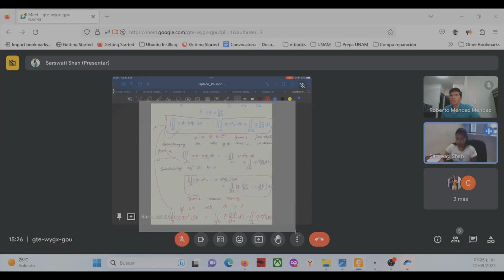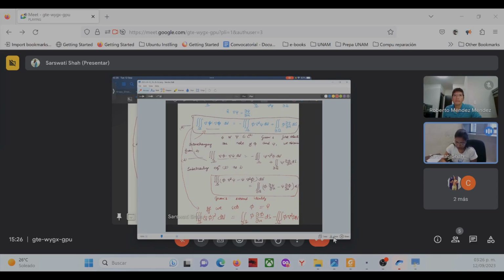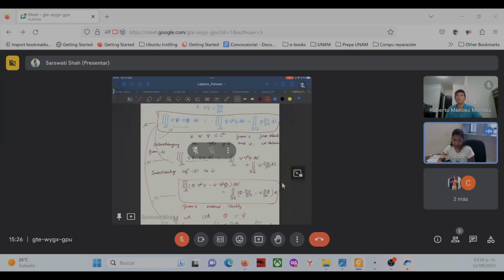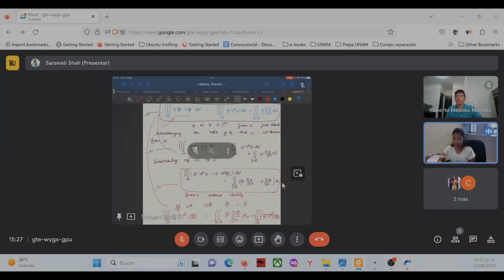But the most important one is this equation number 4. This is the Green's second identity and the Green's first identity. These two are the most important ones. This is the special case. Let's do the derivation of the Laplace equation.